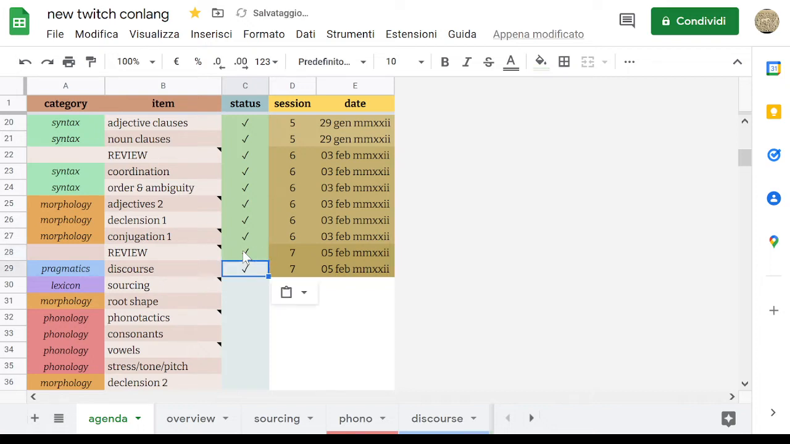So I think we can cross off Discourse from the agenda. We've had our discursion, as we might say, so we can move on to the next thing, which is something very exciting that I've been very apprehensive about, because I still don't know what I want to do with the sourcing. But I'm going to talk about it a bit.